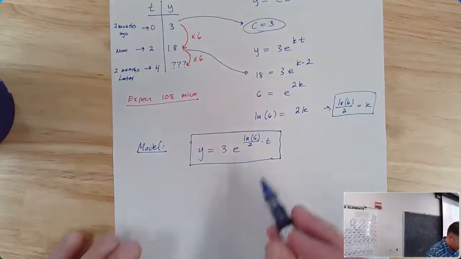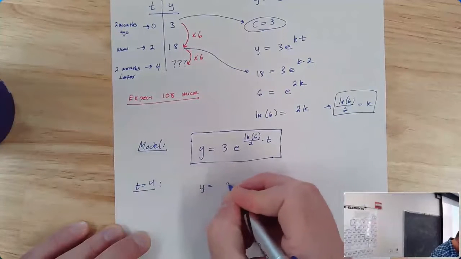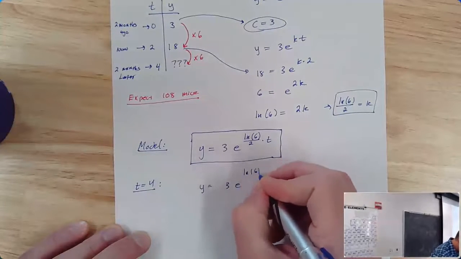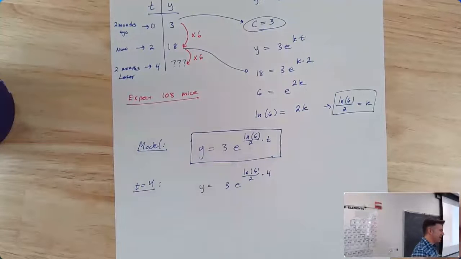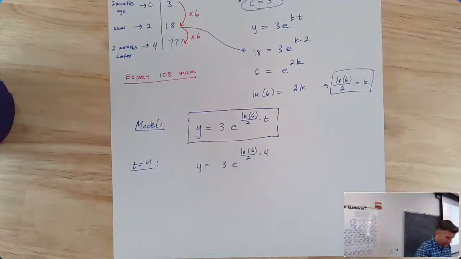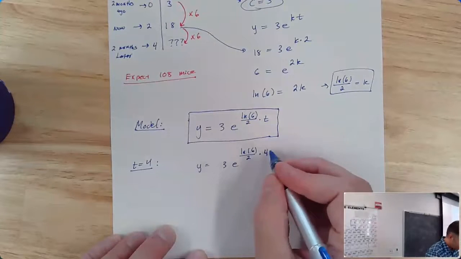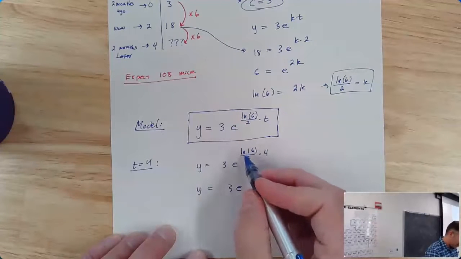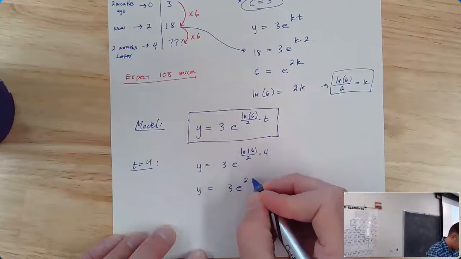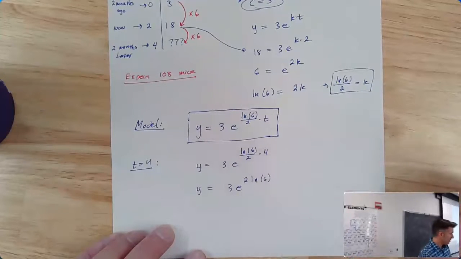Here's what I mean. If I plug in t equals 4, I'm going to get y equal to 3 e to the natural log of 6 over 2 times 4, which doesn't look great, but it is not terrible. One could use a calculator, but we're not going to. What's 4 divided by 2? That's going to be y equal to 3 e to the natural log of 6 times 4 over 2, which is just really 2 times the natural log of 6. I'm just saying 4 divided by 2 is giving me 2.